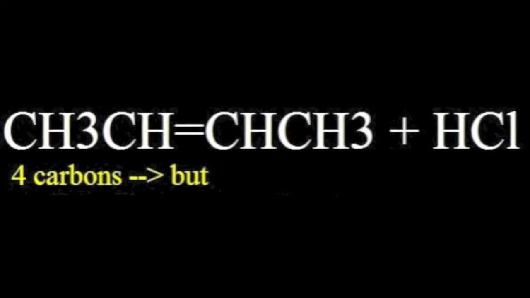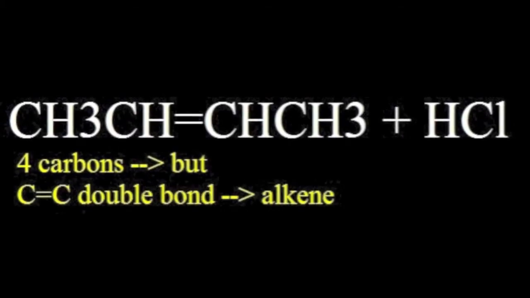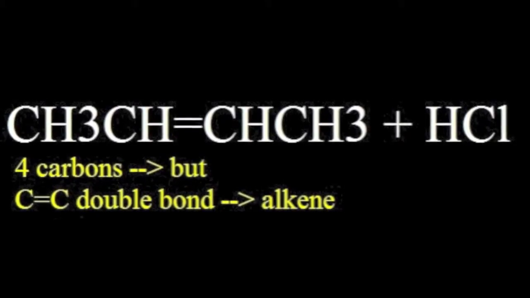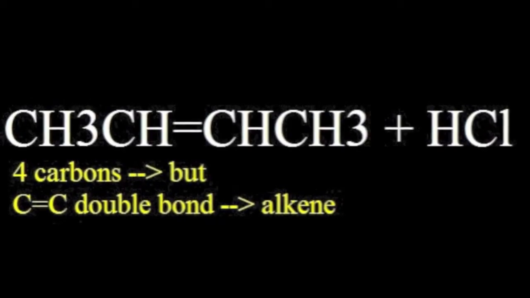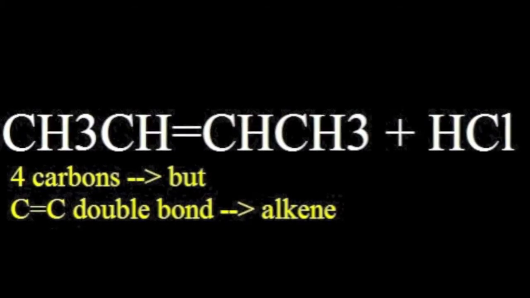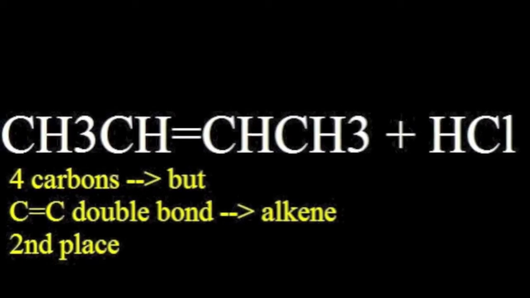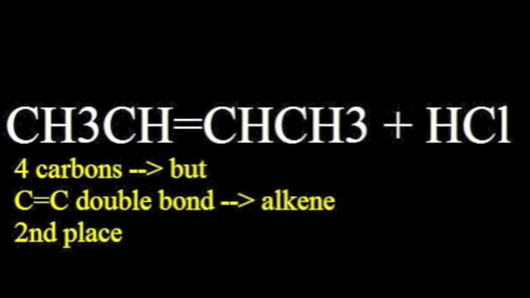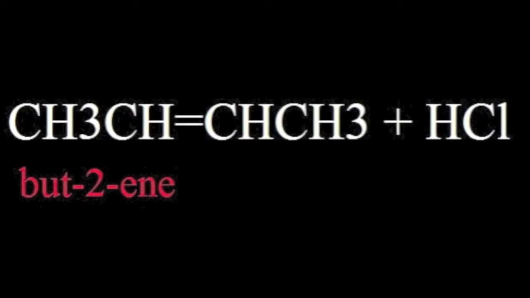When there are 4 carbons in the carbon chain, it's named but-. And there is a C=C double bond, so it is an alkene. After knowing the functional group of the compound, we then need to consider where the C=C double bond is placed, which gives the correct name of the compound. The C=C double bond is placed at the second position, so the correct name is butene.